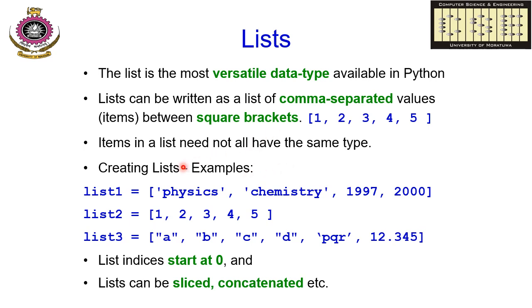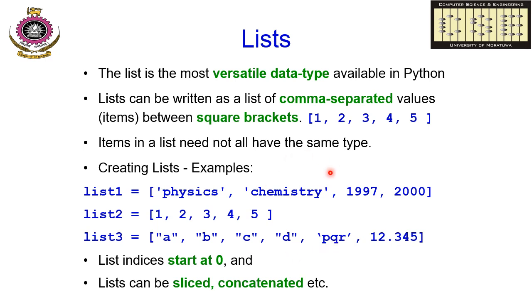Okay, so here we have some examples of creating lists. List 1 includes the strings physics, chemistry, and 2 numbers. So that is possible. List number 2 has numbers from 1 to 5, so all items are of the same type. And list number 3 has characters a, b, c, d, a string PQR, and then a floating point number. So that is also possible.